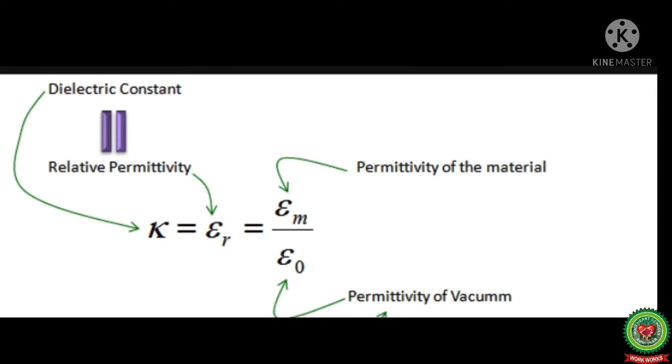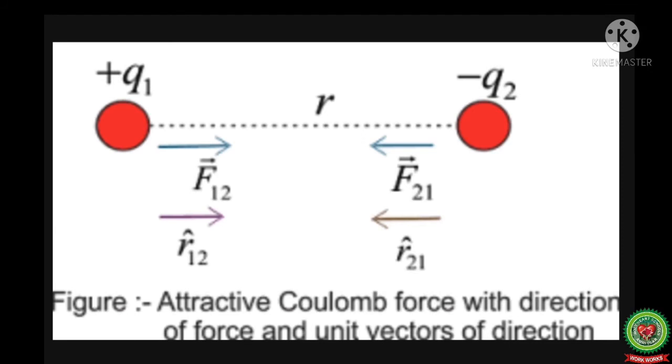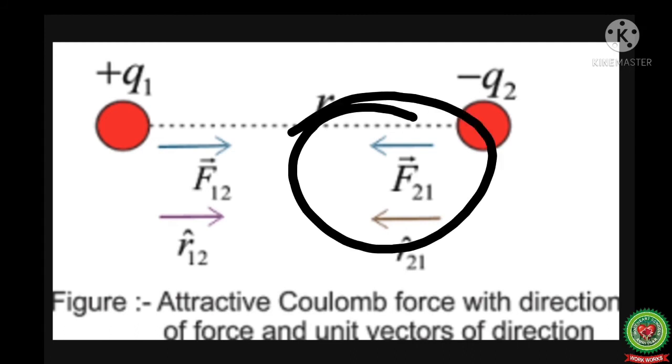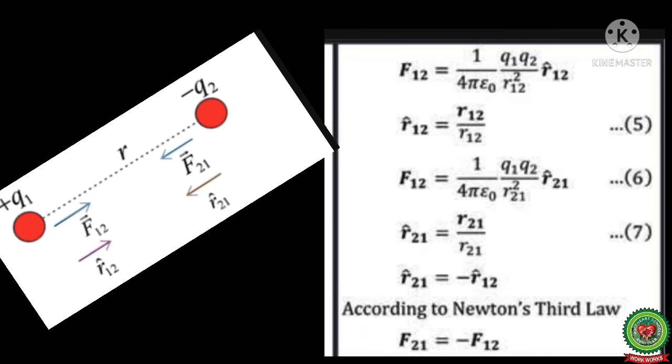This Coulomb's law is in scalar form. Now let us study the law in vector form. Let Q1 and Q2 be 2 point charges separated by a distance r. Let F21 denote force exerted on Q2 due to Q1. So F21 will be equal to 1 over 4 pi epsilon naught Q1 Q2 over r square into r12 cap.